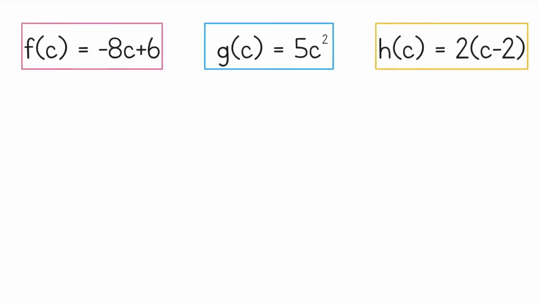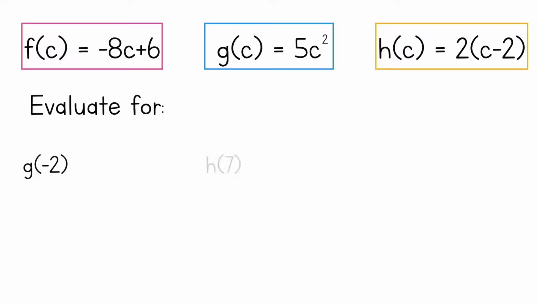Now let's try to evaluate for 3 more functions. Take a look at these 3 functions right here. Let's try to evaluate for g of negative 2, h of 7, and f of negative 1. If you want to try these 3 problems on your own first, feel free to pause the video right now.